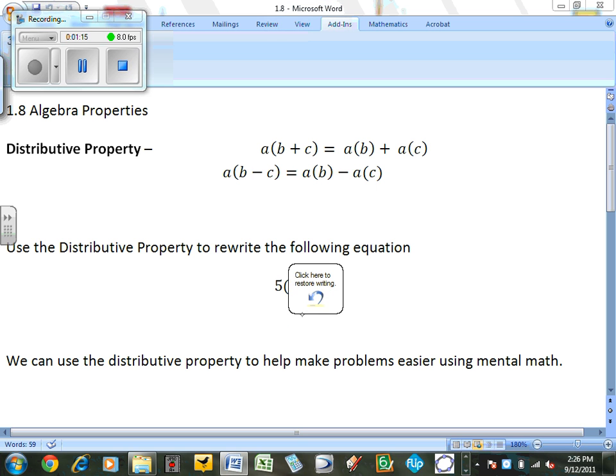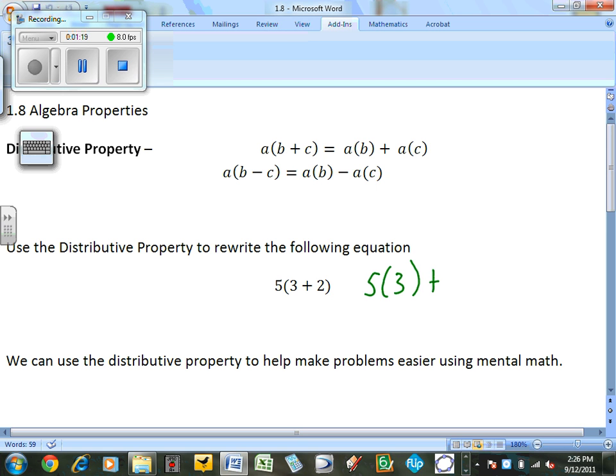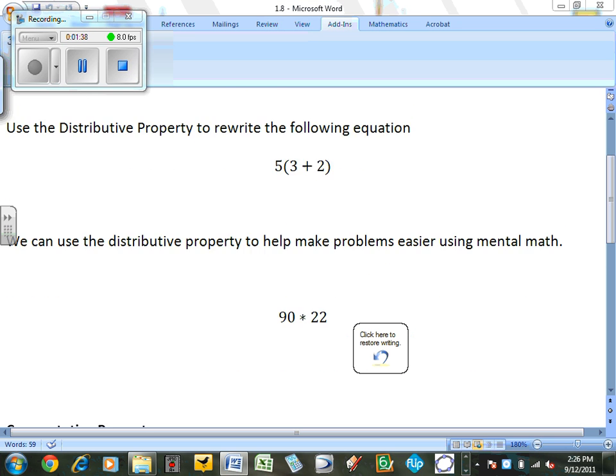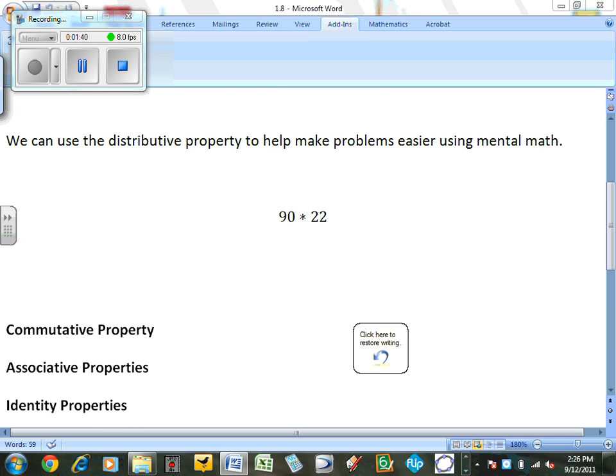We can say, okay, well, that's the same thing as 5 times 3 plus 5 times 2. Everything on the outside, so this term on the outside needs to be multiplied by everything on the inside, and you keep your sign. So 5 times 3 is 15, plus 5 times 2, which is 10, is 25. Notice how we got the same answer. So we can use the distributive property like that. So we can make it easier for a little mental math.